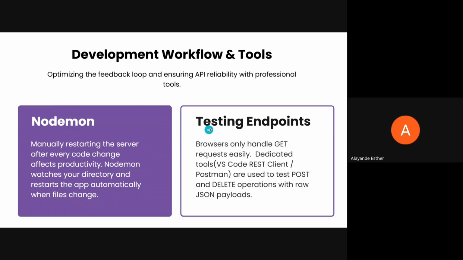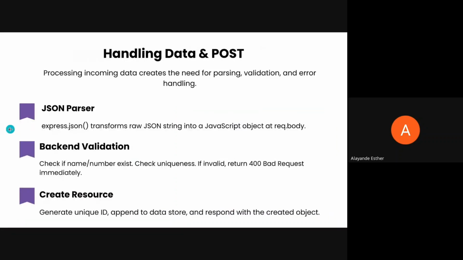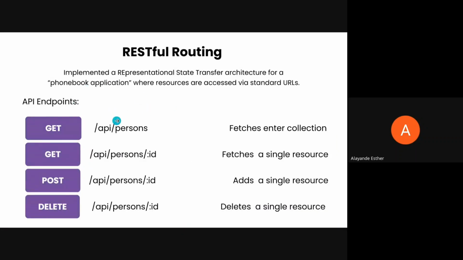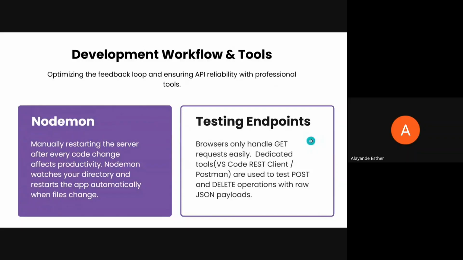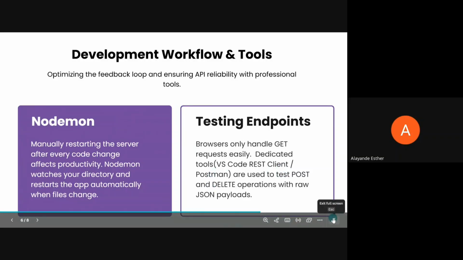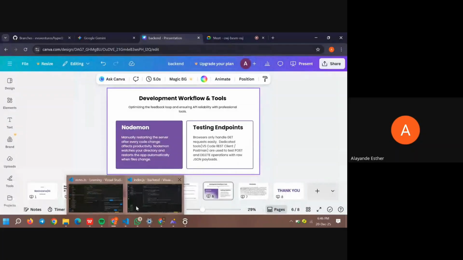Then we also have endpoint testing. The URLs that were created earlier for the phone book are not just created and validated, they are also tested for data accuracy. We use dedicated tools like the VS Code REST Client or Postman to test. I'd like to show you how it's done.